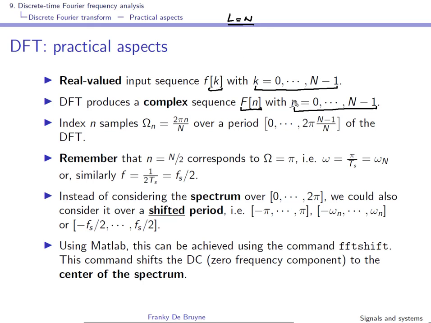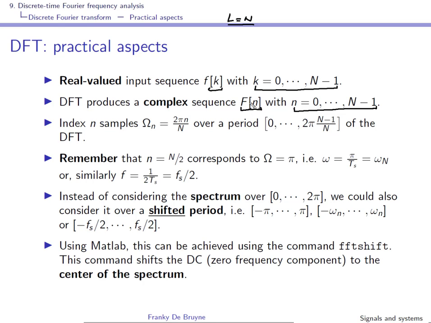So why do we range from n 0 to n minus 1 and not n? Because if you put n in here, you would have 2 pi, and 2 pi is the same frequency as the frequency 0, right? Remember that from this complex sequence, we can obtain the magnitude spectrum, and in most cases it's only the magnitude spectrum that will be represented.